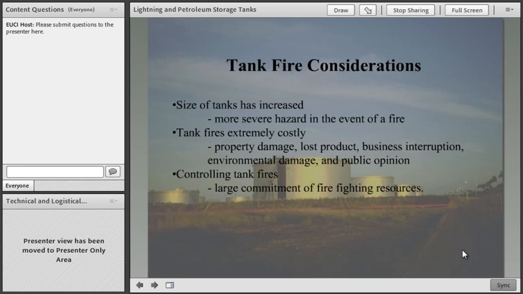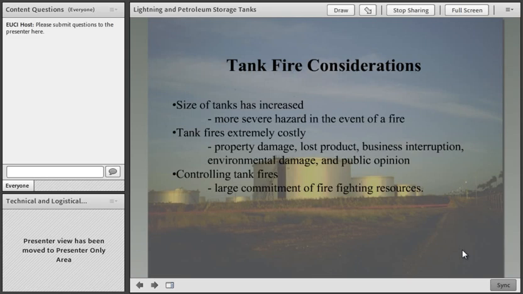Number two, a tank fire is extremely costly. There is no such thing as a cheap tank fire. We have to consider, like I said earlier, property damage, lost product, and business operation. Obviously, we're going to have a big public relations disaster to manage for any nearby people and so forth.